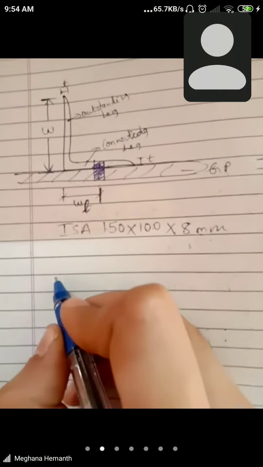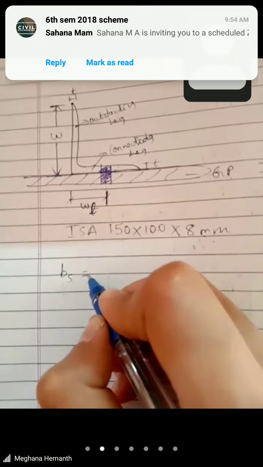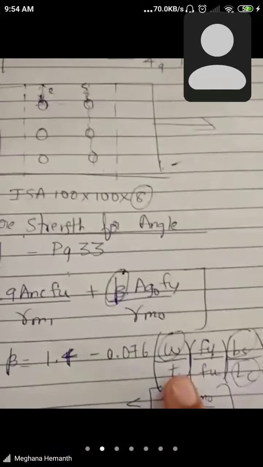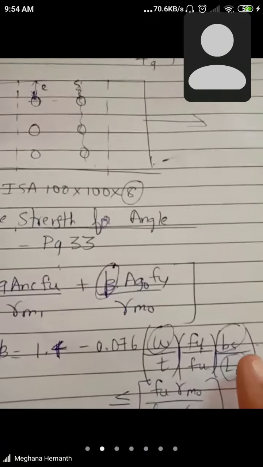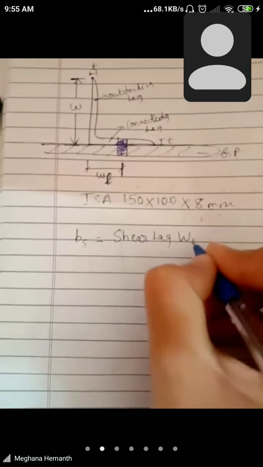This is how you have to substitute the value of W in that beta formula. Then you had one more terminology known as BS in that formula of beta. Now we got to know what W is. What are the two more unknown parameters we have? BS and LC. Now let us see what BS and LC are. BS is known as your shear lag width.